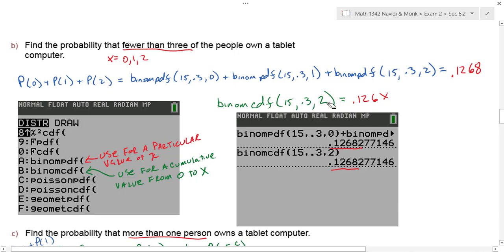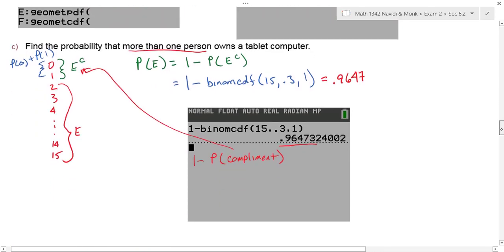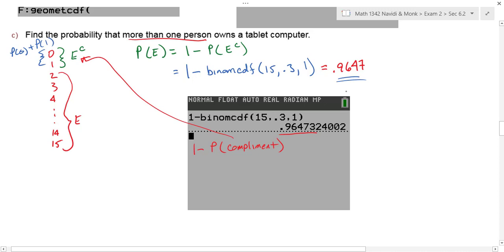When I use the CDF, I put in the maximum value and it adds up the probabilities from 0 to, in this problem, 2. So it's 0, 1, 2. The CDF accumulates. It's a cumulative probability. Let the alliteration help you. P for a particular value of x, that's just one value of x. C for a cumulative value of x, and that means from 0 all the way up to whatever x is equal to. Good question. I'm glad you asked for clarification. And that's our answer for part C.